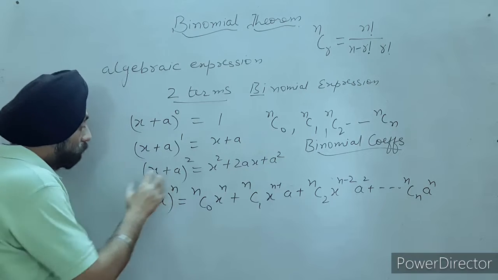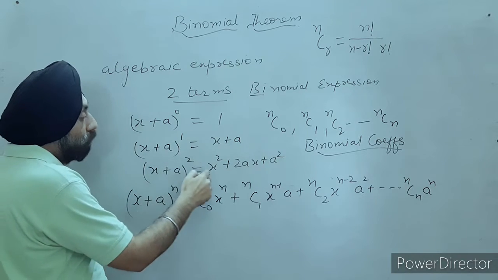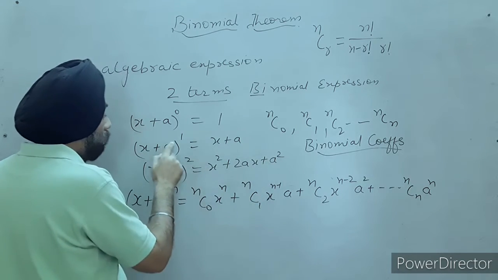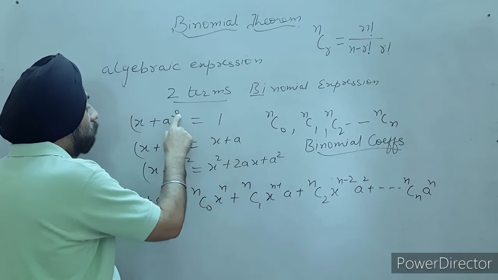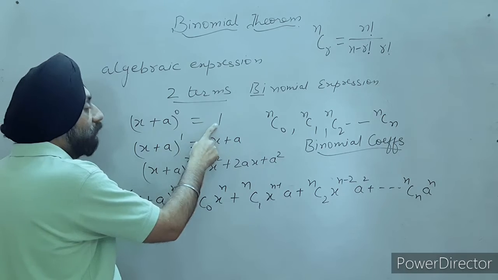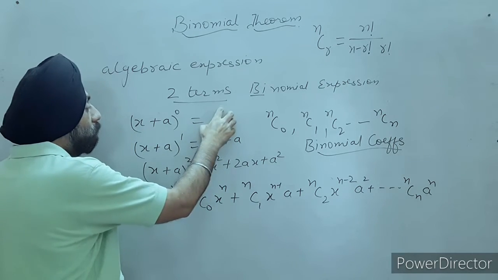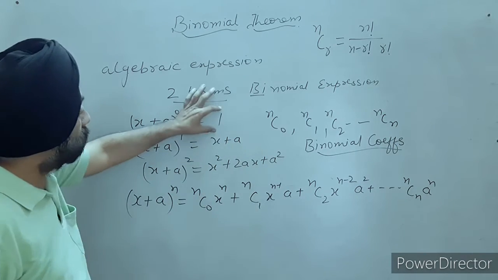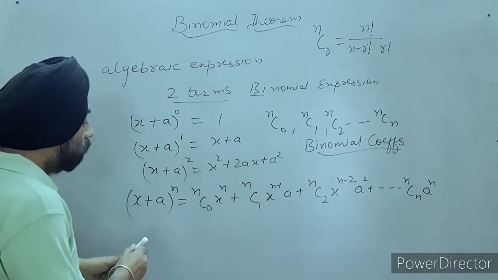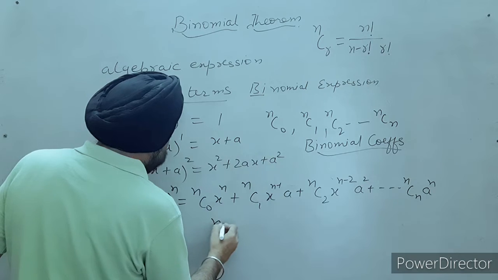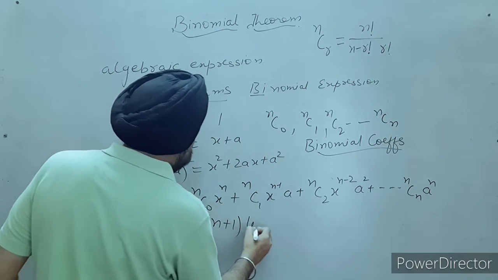Now, if the index is 2, how many terms were there? 3. If the index was 1, how many terms were there? 2. If the index was 0, then we had 1 term. This is a constant polynomial, okay? Then it is a term. Now, if the index is n, then we will have how many terms? n plus 1 number of terms.